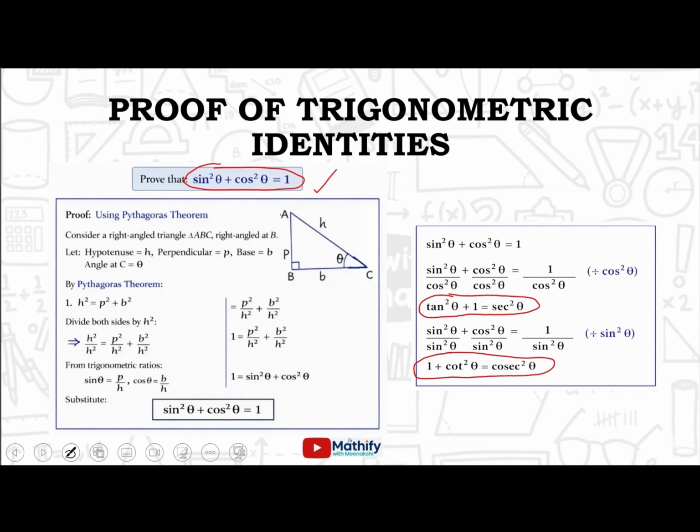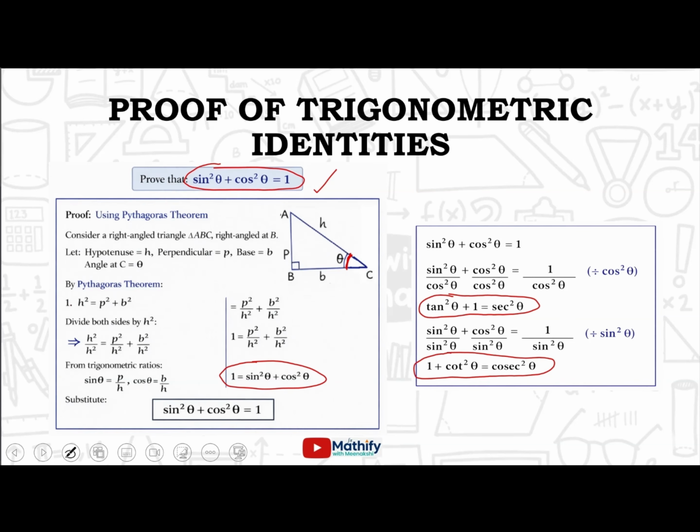First, how will we prove sine square theta plus cos square theta is equal to 1? With the help of Pythagoras theorem. So you will take one right angle triangle. As I told you, if you mark this as theta, then your base is BC, your perpendicular is AB, and hypotenuse is fixed, that is AC. Now, according to Pythagoras theorem, h square is equal to p square plus b square. Now divide both the sides by h square. H square by h square becomes 1. And p square by h square is sine square theta. And b square by h square is cos square theta. So here we proved our first identity, that is sine square theta plus cos square theta is equal to 1.